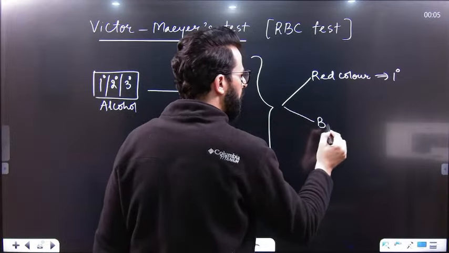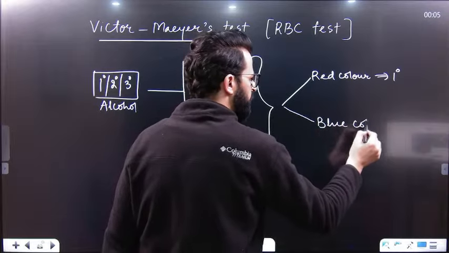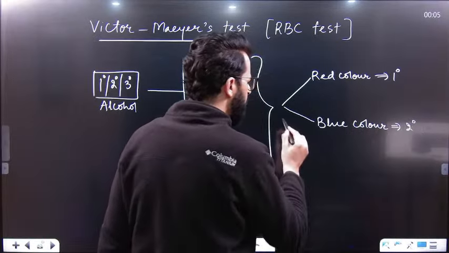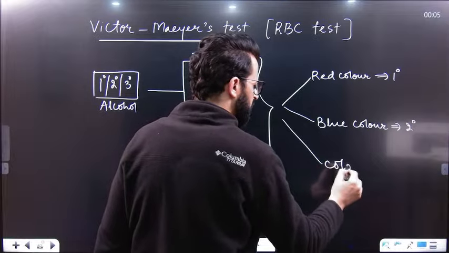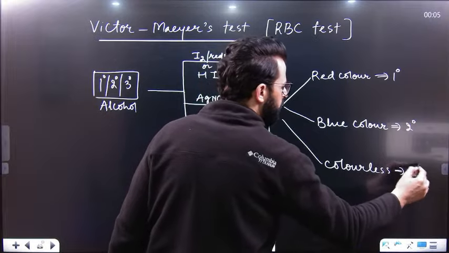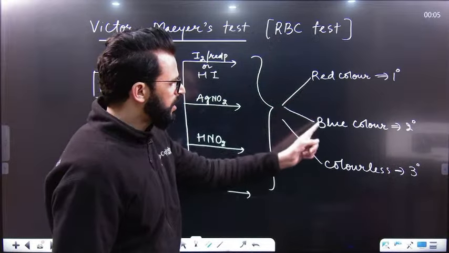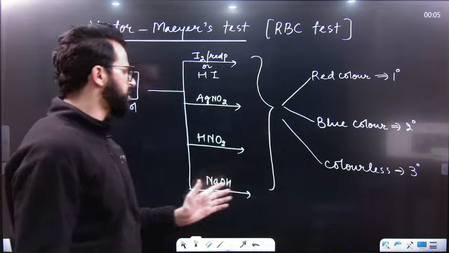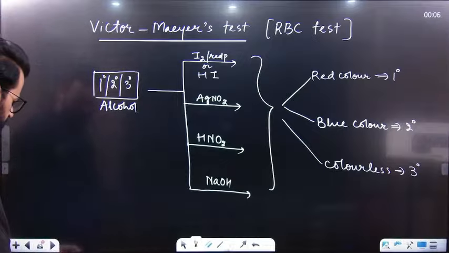If blue color appears, then it is 2 degree alcohol. And if it is colorless, remember, then it is 3 degree alcohol. So it is R, B and C: red, blue and colorless. So this is what we call Victor-Meyer's test.